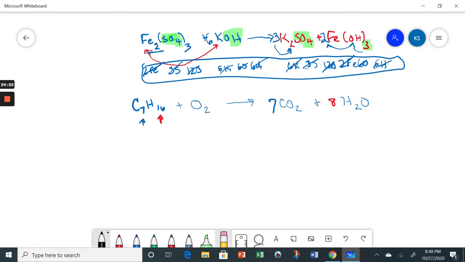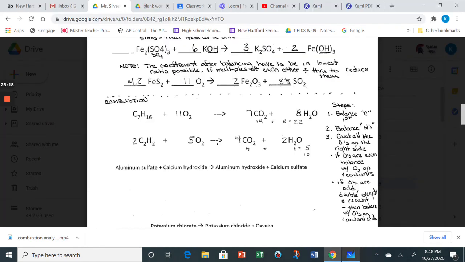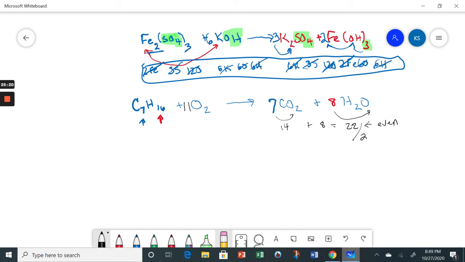Count O's. 7 times 2, 14, plus 8 times 1, 8. I add them up. 22. Whoa, bingo, this is even. Yes, because even can be divided by 2. When I divide by 2, I need an 11 over here. Phew, that's good. If it's not even, I'm just going to look at this first one, C2H2. You have to do an extra step.